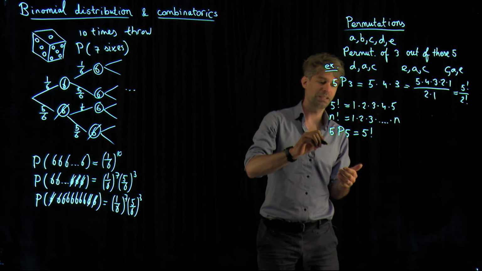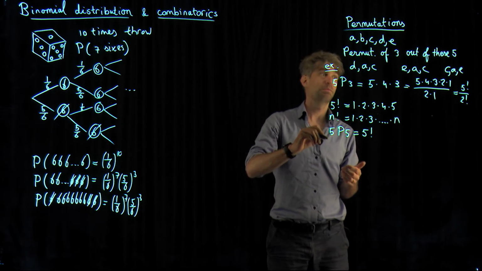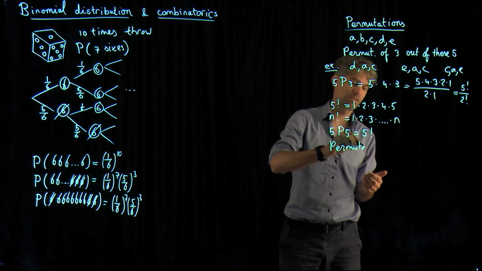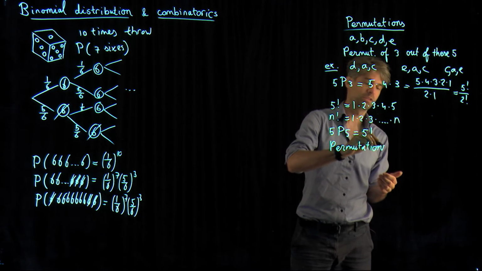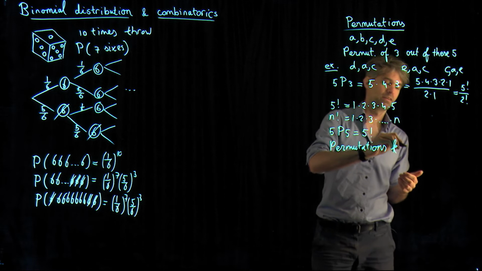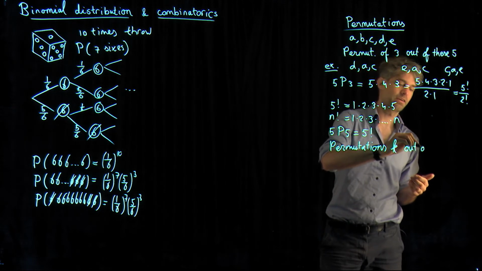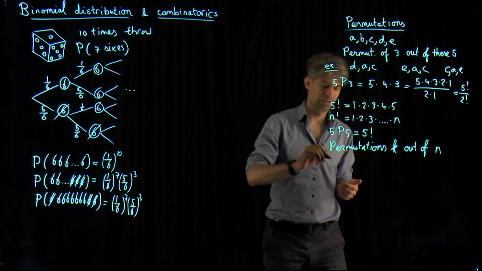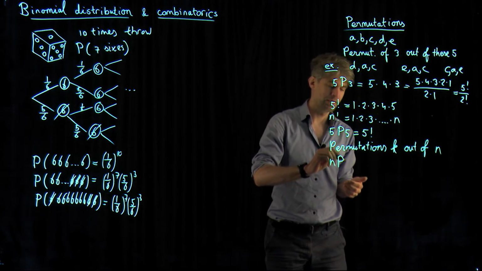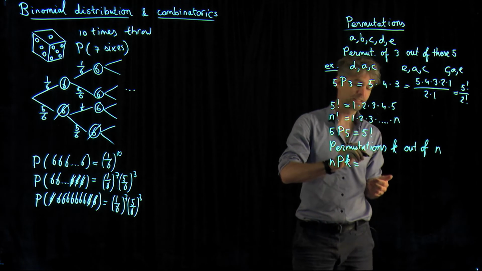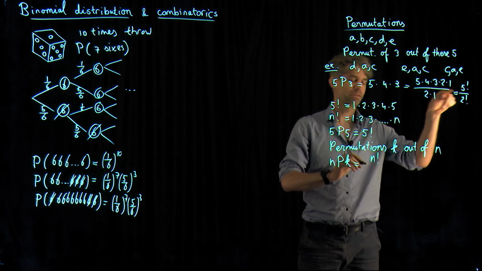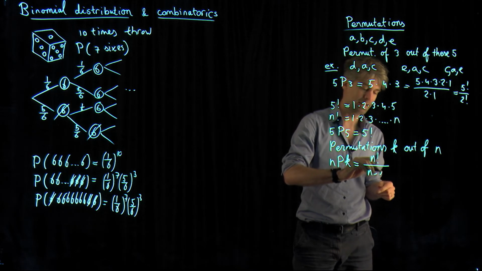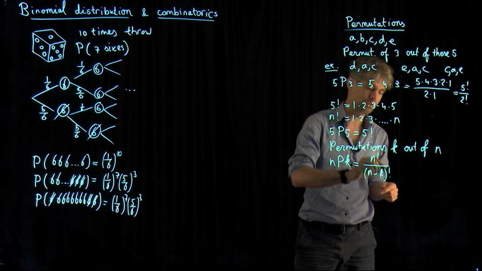So more generally, you can say permutations of k out of n, or n p k. What is it? It's n factorial, that's this 5 factorial here, divided by n minus k factorial.